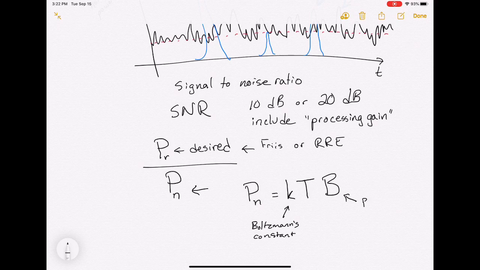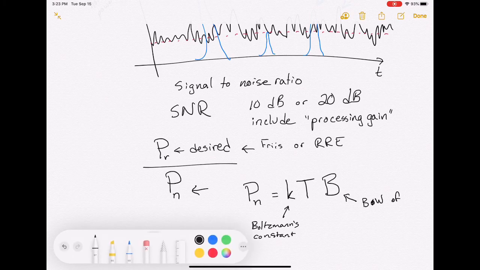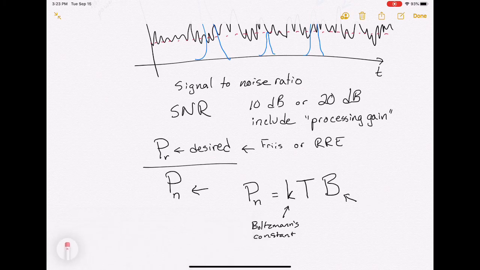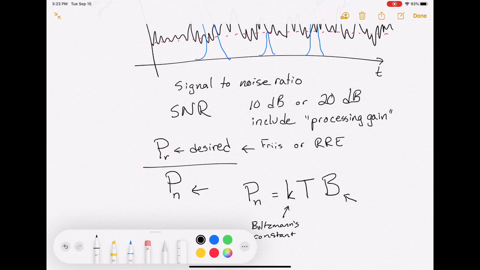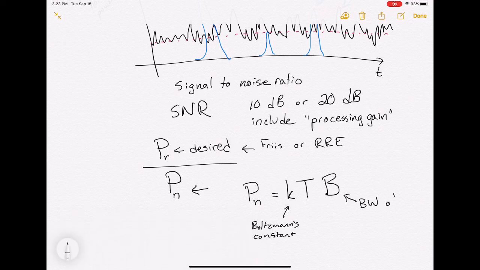B is the bandwidth of the system, and T is the system noise temperature.